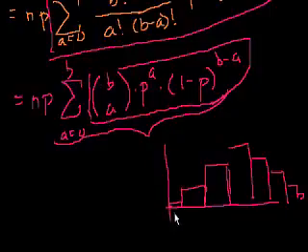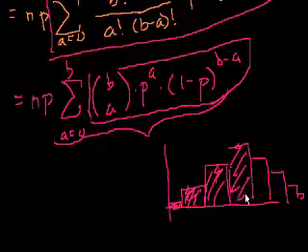This term right here is each of these, right? Each of these boxes, you could say, represents one of these terms. When a equals 0, it's this term. When a equals 1, it's this term. When a equals 2, it's this term, all the way to b terms. But we're summing them up. So we're summing all the probabilities, right? We're summing over all of the values that our random variable can take.